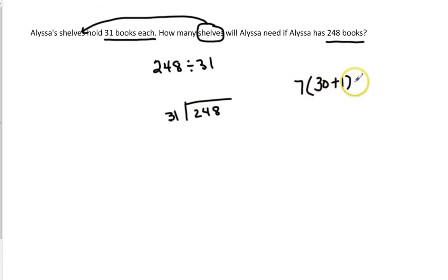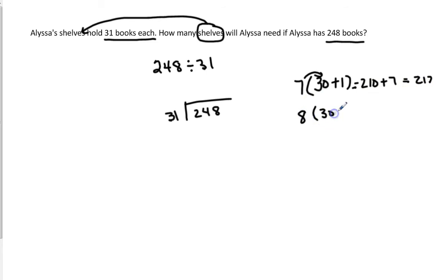So when I do that, this becomes 210 plus 7 equals 217. And I got that from doing 7 times 30 plus 7 times 1. I think I can go one more. Let's check. I'm going to try 8.